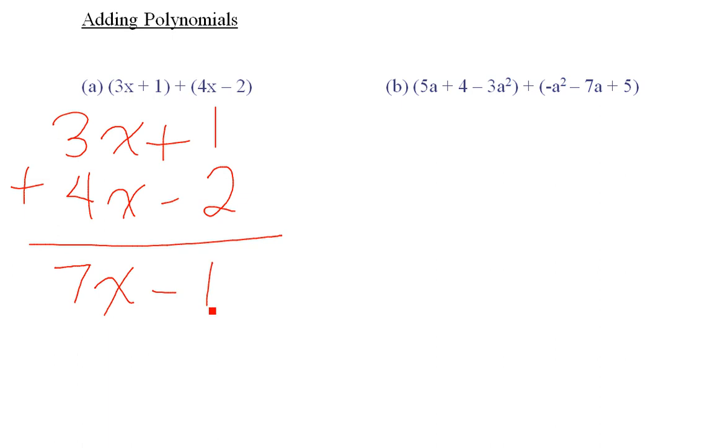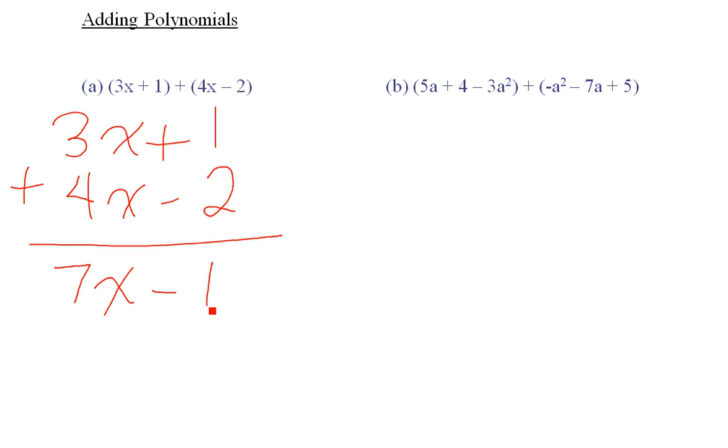So that might be something that you and your partner came up with: hey, let's turn this into just an addition problem and let's collect our like terms. And that's pretty much what adding polynomials is. It's just sort of saying, hey, what is 3x plus 1 plus 4x plus negative 2? And then put your like terms together.